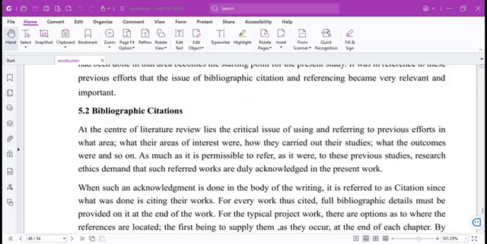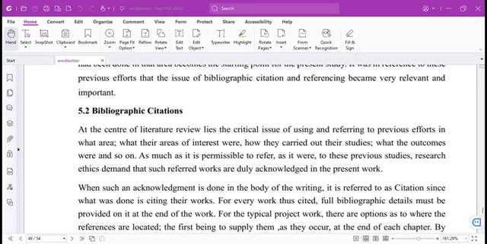Bibliographic citations. At the center of literature review lies the critical issue of using and referring to previous efforts in that area: what the areas of interest were, how they carried out their studies, what the outcomes were, and so on. So you're building on what they have done, looking at their areas of interest, looking at how they carried out their own studies. That will help direct you on how to carry out your own studies. And then you see the outcomes that they also had.